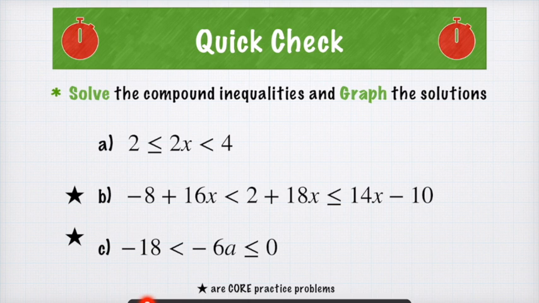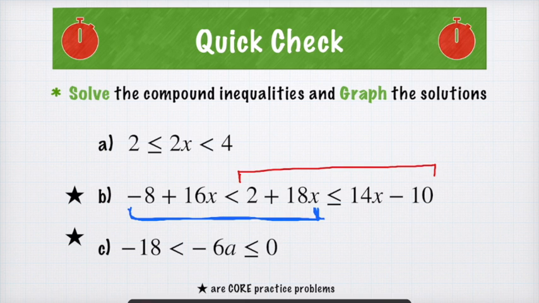My pro tip here for the second one, it looks really scary. What I would suggest you do is you take one inequality and you're going to split it into two. So all of this is one inequality, and all of this is another inequality.